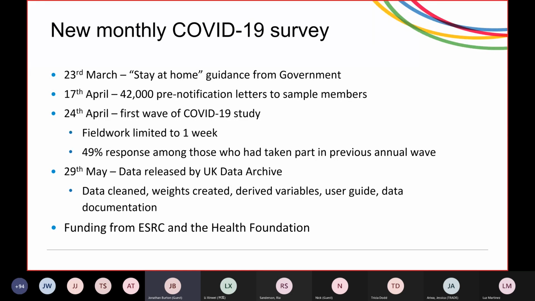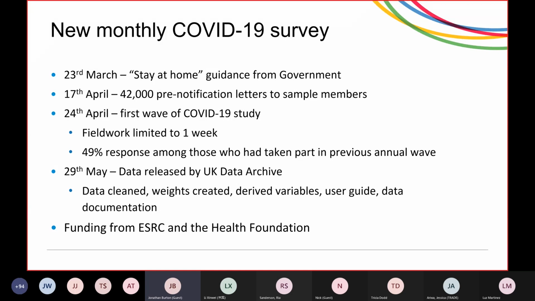So, 23rd of March, we had government guidance: stay at home, work at home where you can. 17th of April, we sent out about 42,000 pre-notification letters to our Understanding Society sample members, telling them about what we were planning to have as a monthly COVID-19 study, why we're doing it, how we'll be doing it. And then on 24th of April, the invitations went out, and the fieldwork was limited to just 1 week. We wanted the fieldwork to be fairly tight in time, because we were aware that things were changing quite quickly, and we wanted people to respond about more or less the same period of time. So it's a fairly strict 1 week fieldwork period.